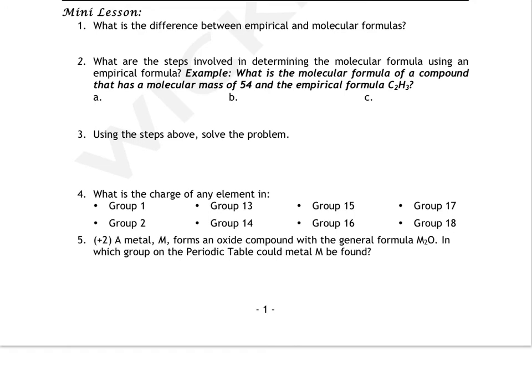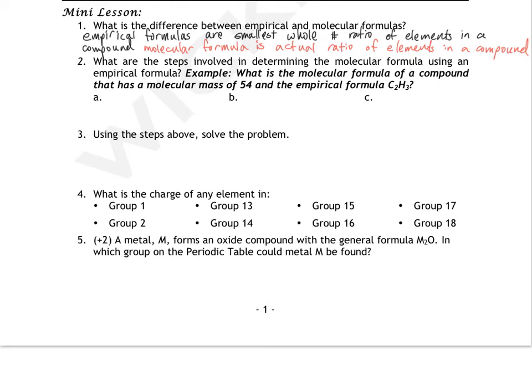All right, mini lesson. What's the difference between an empirical and molecular formula? So empirical formulas are the smallest whole number ratio of elements in a compound, whereas the molecular formula is the actual ratio. We can do some pretty cool stuff with this concept. The first one is that we can determine the molecular formula by using an empirical formula. So here's an example. What's the molecular formula of a compound that has a molecular mass of 54, and the empirical formula is C2H3?